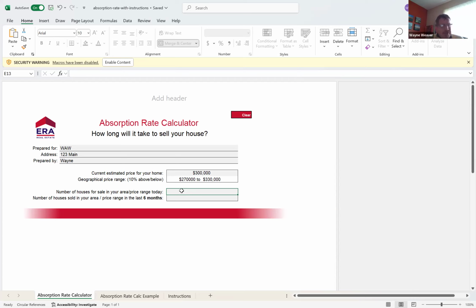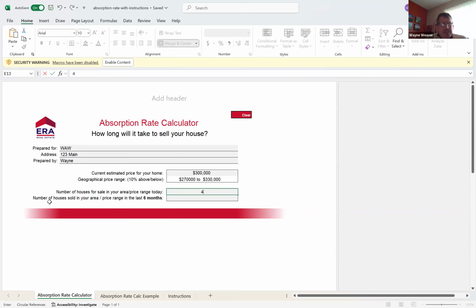a search, like how many homes are for sale from 270 to 330 right now in the general area, in the price range, period. We're not going to get into 3-bedroom, 2-bath, 2,000 square foot. We're saying, hey, if someone's out there looking for a $300,000 house, how many choices do they have? There could be a 2-bedroom house, there could be a 7-bedroom house, but it's just in general. So I'm going to keep these generic as well. I'm going to just say there are 4.